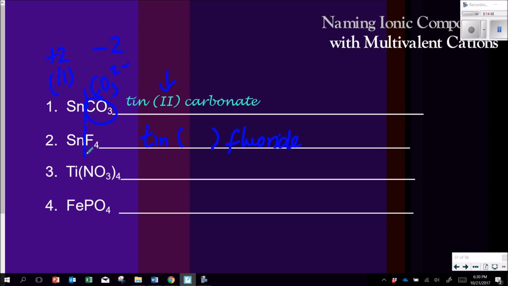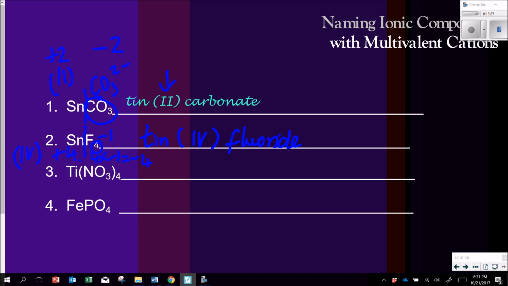I know from the charge on fluoride is -1, but I have 4 fluorides, so 4 times -1 is -4. Therefore, tin had to be +4 to balance out the -4. Therefore, we have a Roman numeral 4 for tin. So I can put Roman numeral 4 here. The next one is TiNO3 4.